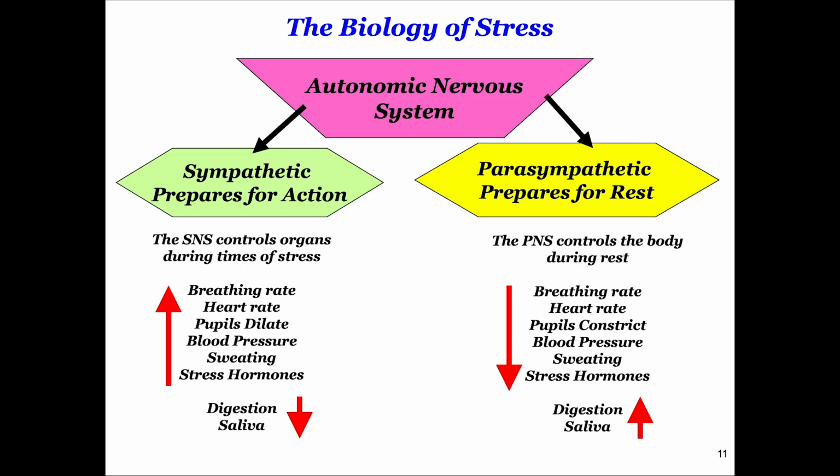Now, once the threat is passed, the body wants to regulate, right? It wants to come back to homeostasis. And it does that by using the parasympathetic response. So the parasympathetic nervous system slows the body down. It's the opposite of the sympathetic. So it slows the respiration rate down, slows the heart rate down, and the sweating and the stress hormones. And then it starts up the digestion process.